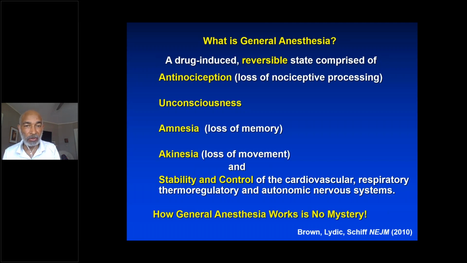What is general anesthesia? It's a drug-induced reversible state that consists of these 4 characteristics: anti-nociception, or control of pain. You're unconscious. You should not remember anything that's going on under anesthesia, so there's amnesia, and akinesis, so you're not moving around while the surgeons are operating. And this is done by maintaining stability and control of the physiological systems, right? And it's often said that it's not clear how anesthesia works, and nothing could be further from the truth.